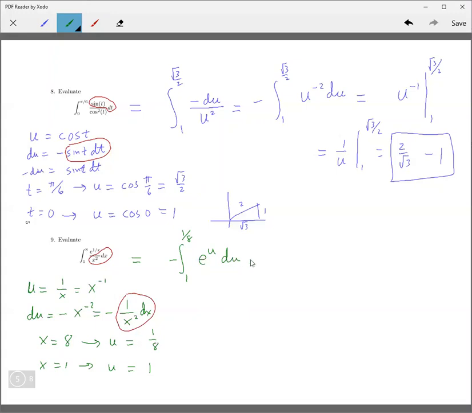Now we can integrate. The integral of e to the u is just e to the u. There's a negative there, so negative e to the u. Plug in the upper one, subtract, actually it's going to be plus, and then plug in the lower one, e to the 1, which is just e. So probably people would write this as e minus e to the 1/8.